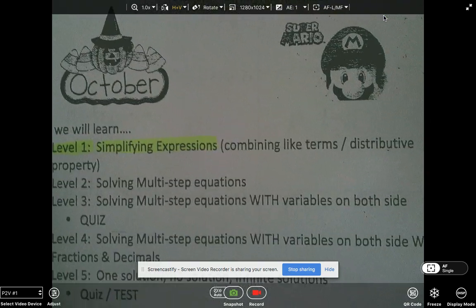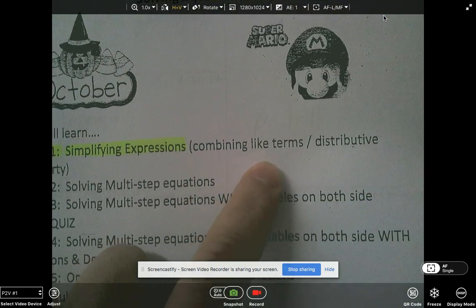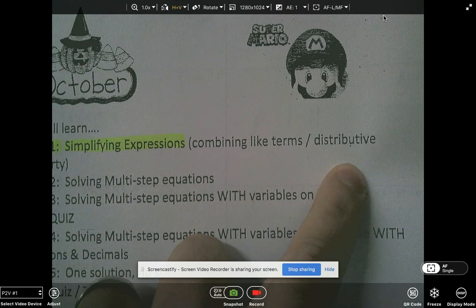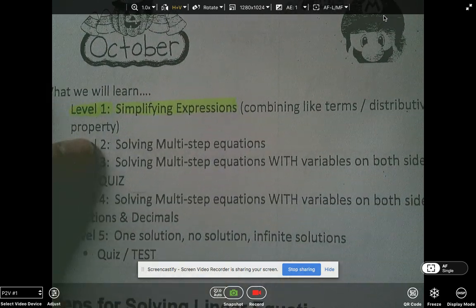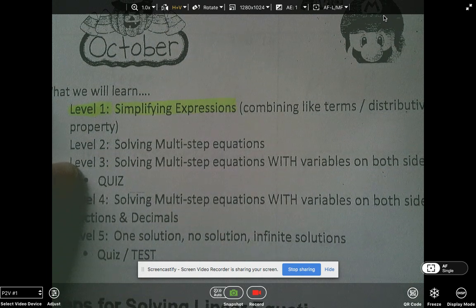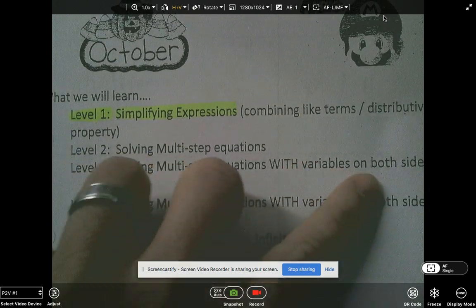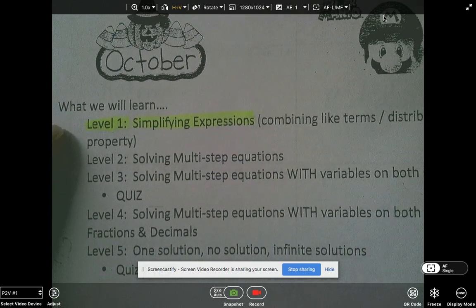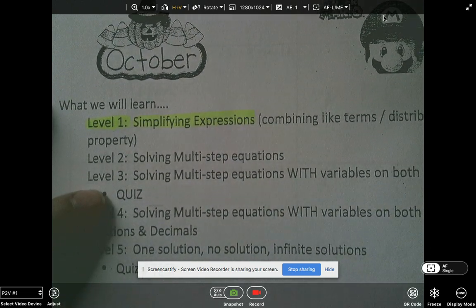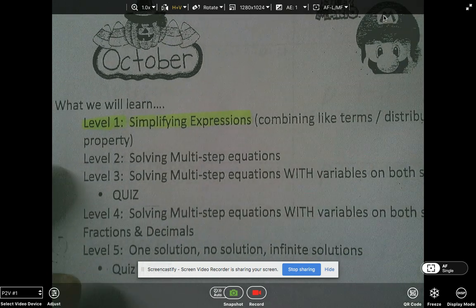So what does that involve? It involves combining like terms and using the distributive property. Later on, we'll then go to multi-step equations and then multi-step equations with variables on both sides, which is pretty much all review from 7th grade. And then we'll take a quiz, and then we'll get more into some 8th grade stuff.